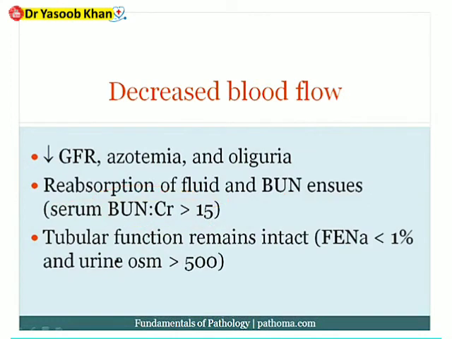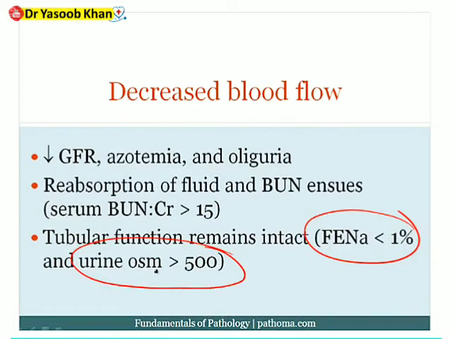Now recall that in this particular case of pre-renal azotemia, we haven't damaged the tubules at all, and so therefore the tubular function will remain intact. And so the FeNA, or the fractional excretion of sodium, will be less than 1%, indicating that the tubules are able to resorb sodium. And similarly, the urine osmolality will be greater than 500, indicating that the tubules have the ability to concentrate the urine.